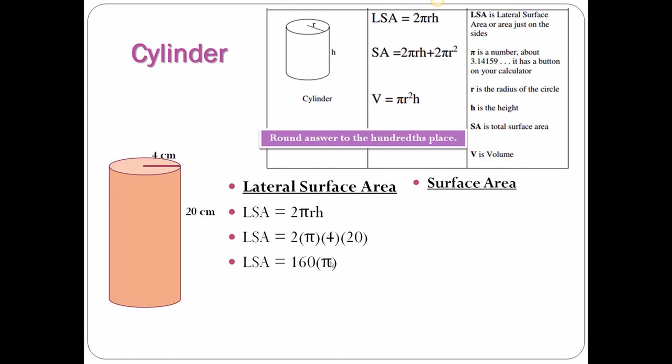And then I hit the pi button on my calculator. I only want to see all those crazy decimals once, if it's at all possible. And 160 times pi gives me a long old decimal. And I again put the note, let's round to the hundredths place, and the 4 will tell the 5 to stay the same. So 502.65 centimeters squared.